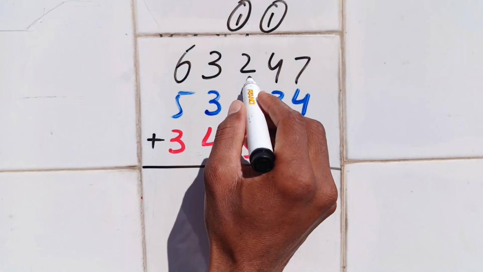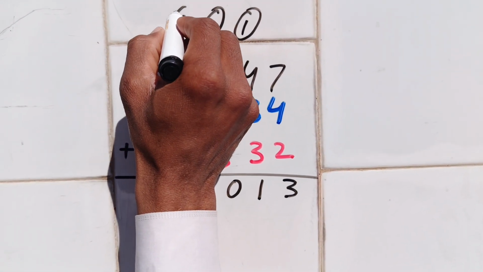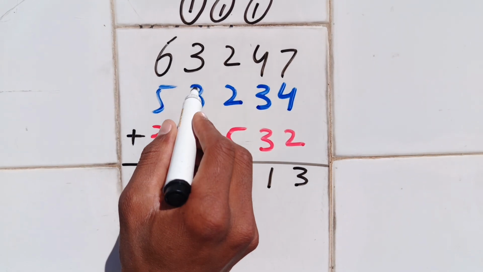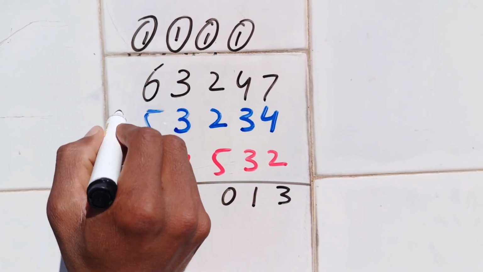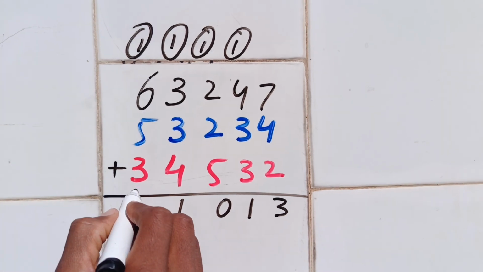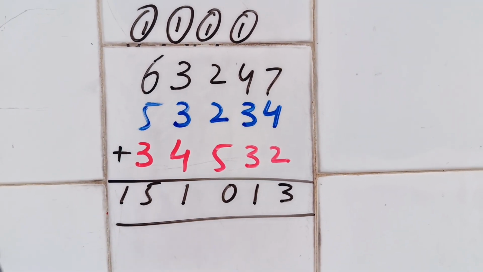Now again 1 carry. 9 and 1 carry, 10, and again 1 carry. 10 and 1 carry, 11, and 1 carry. It is easy to learn addition. Total digit addition 15.